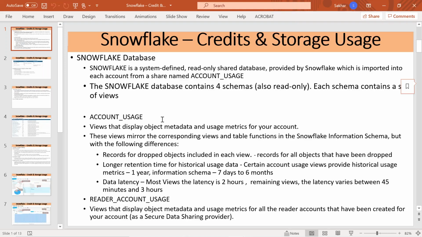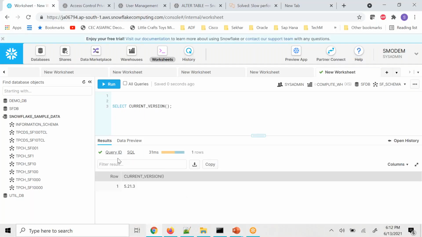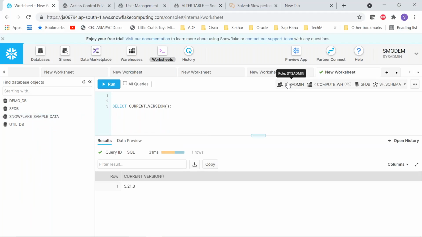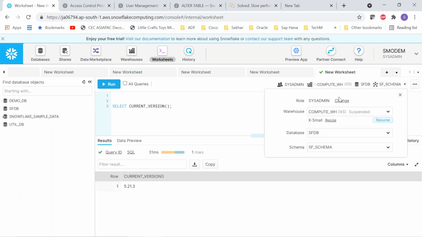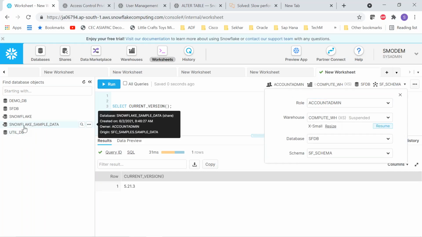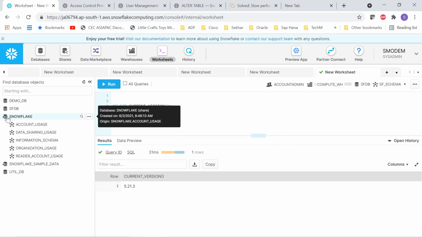Okay. So the Snowflake database contains four schemas, all read only. Now when you go and look, they have five schemas. They have one made for shares also, and you have to change the context menu and change it to account admin. This is Snowflake. So you have now five of them. Previously it was only four.